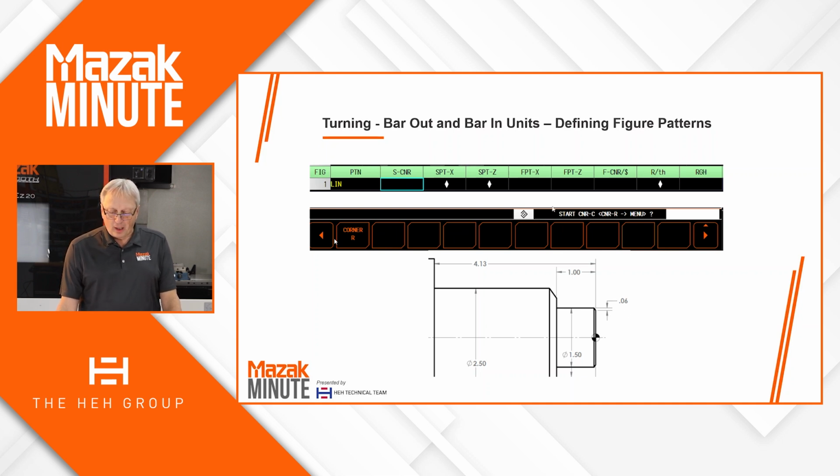If you notice at the prompt window right here, it says start corner C, or it says corner R, hit the menu. So if I want to put a chamfer in, I can just type in the 0.06, but if I want it to be a radius, I would come over here to the left soft key where it says corner R, highlight that first, and then enter in the 0.06, and you'll notice that then in that field, it's going to say R.06.